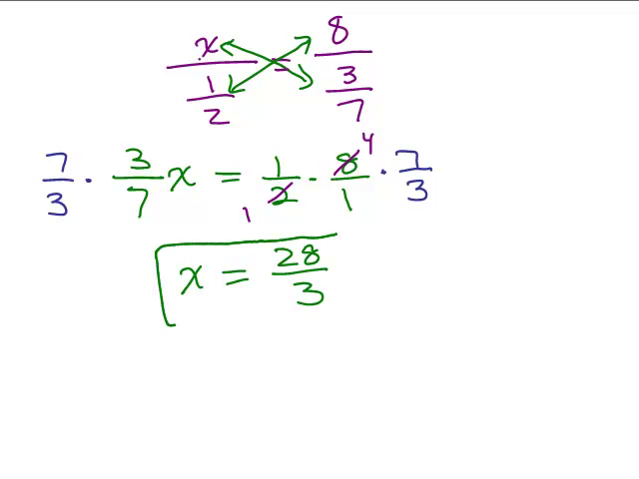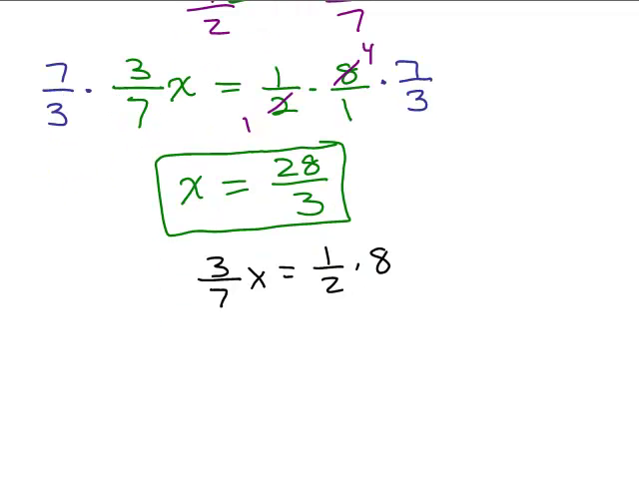Right? So that's the first way to do it. Second way, we start out the same. Cross multiplying, we've got the 3/7 x. So second way I'll use another color. How about black? 3/7 x equals 1/2 times 8. Right? So how can I do this similar to what I did before?